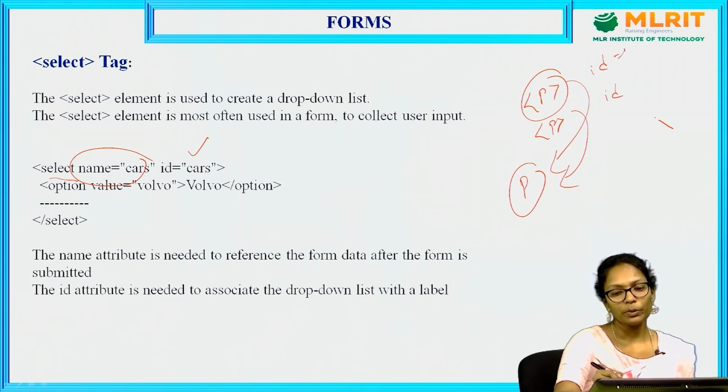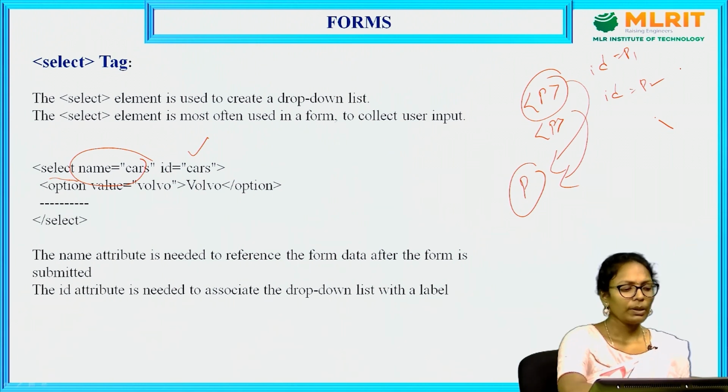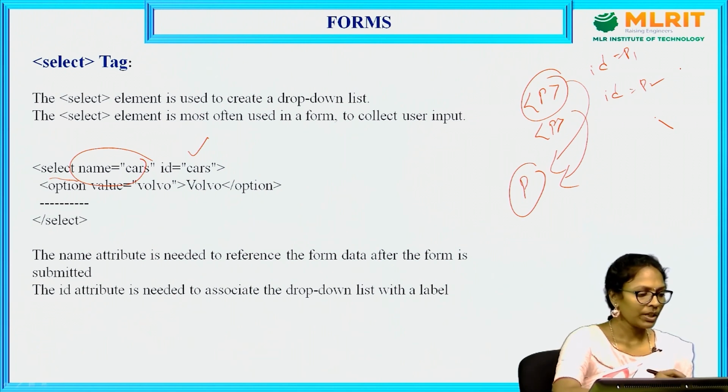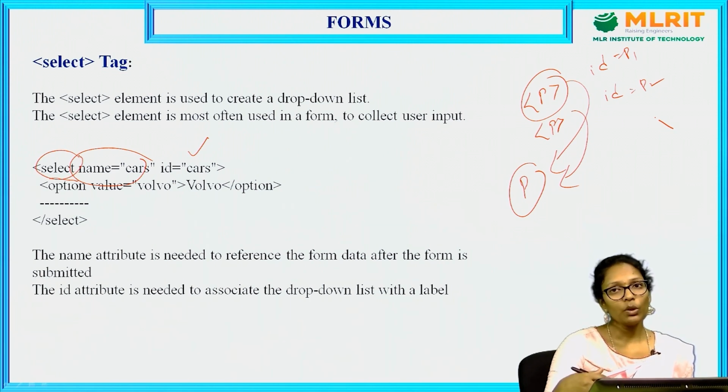For this the ID is p1, for this the ID is p2. So I can ask to get the element whose ID is p1. Using that ID you can connect with JavaScript. But if you are dealing only with HTML, you don't need to give the ID. Now, whenever you use select, the drop down list will be created. But I need to add the options to that.